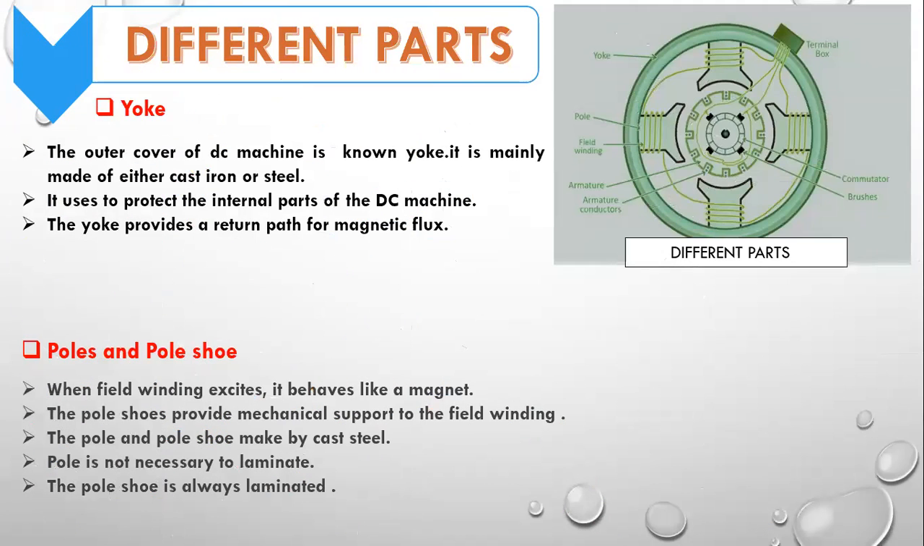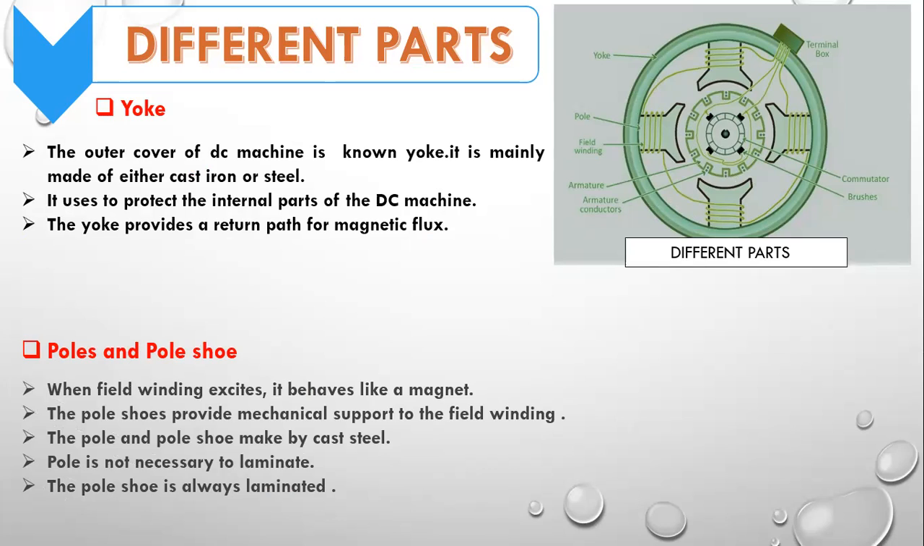Then different parts. DC machine mainly consists of several parts. These are yoke. You can see in the picture. The yoke is the outer cover of the DC machine. It is mainly made of either cast iron or steel. It is used to protect the internal parts of the DC machine and give mechanical support to the pole. The yoke provides a return path for magnetic flux.